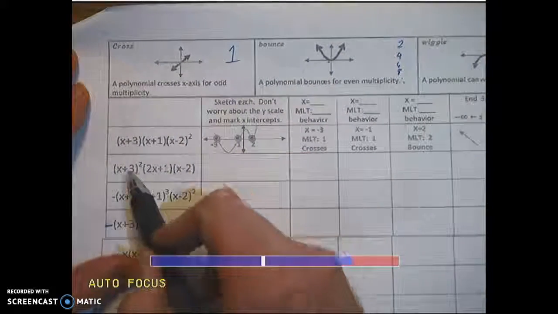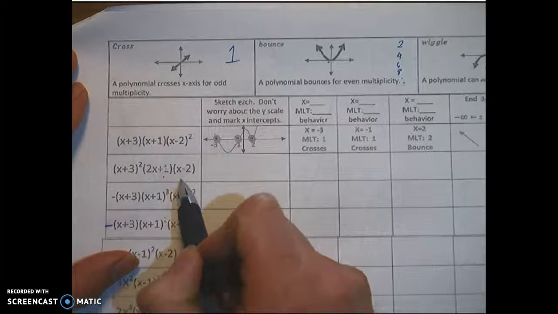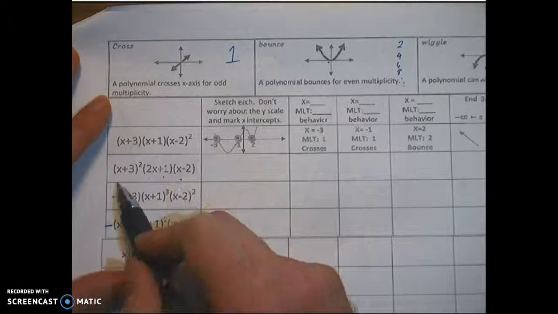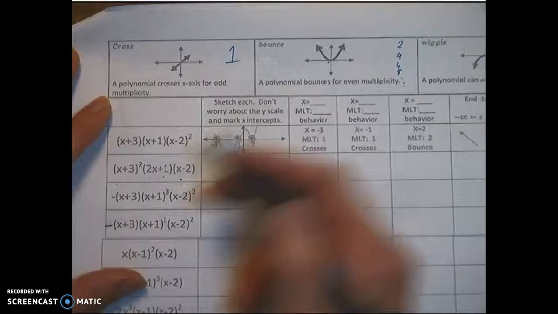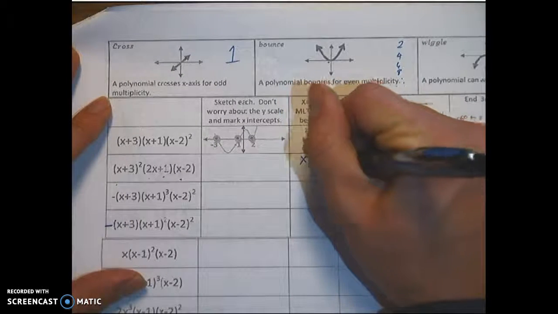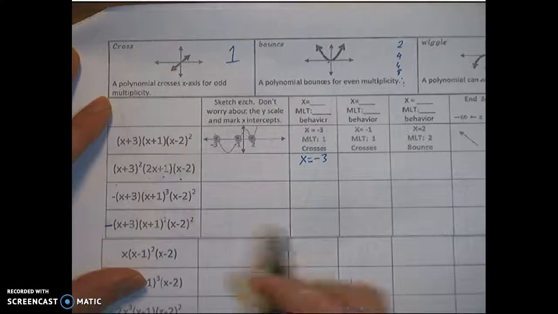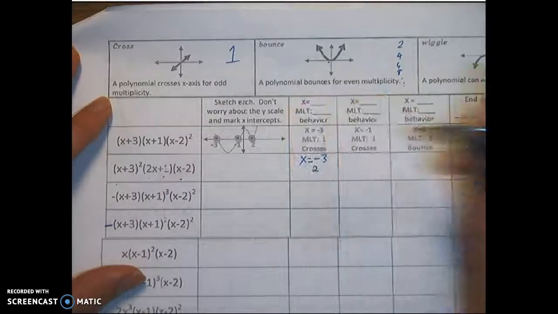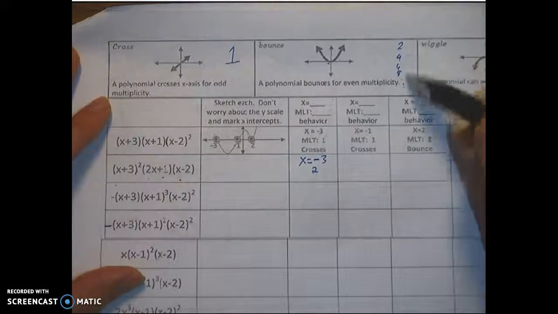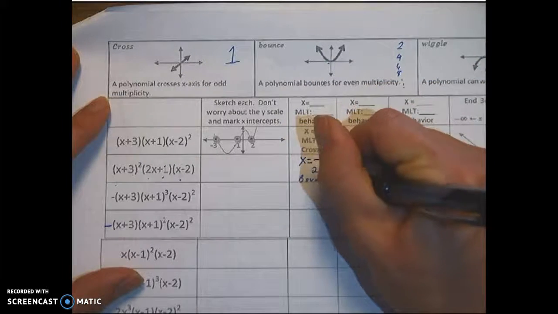(x + 3)^2 times (2x + 1) times (x - 2). If I was to set this (x + 3)^2 equal to 0 and solve, I would end up with x equals negative 3. But it's squared, which means the multiplicity is 2. And when the multiplicity is 2, it's going to bounce on x equals negative 3.